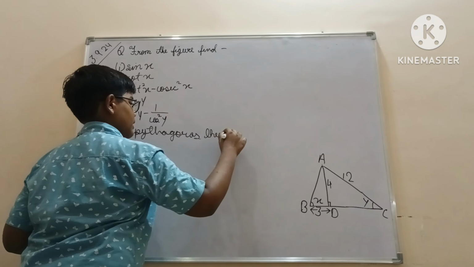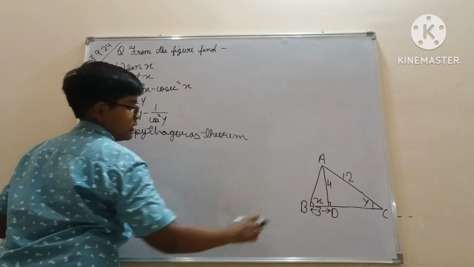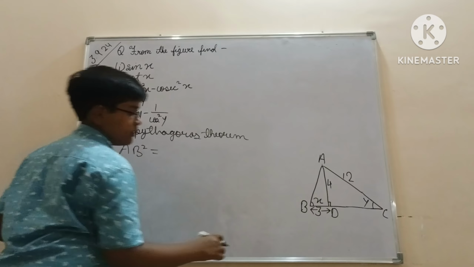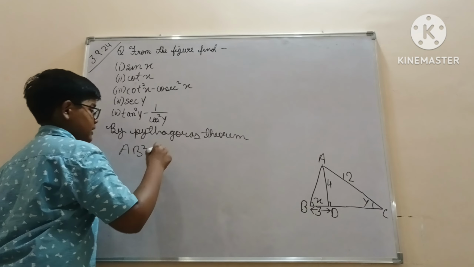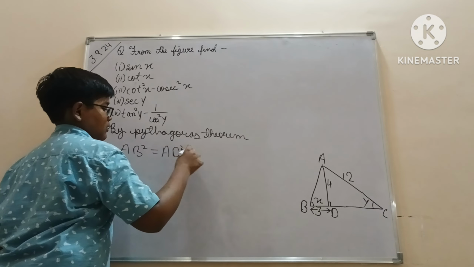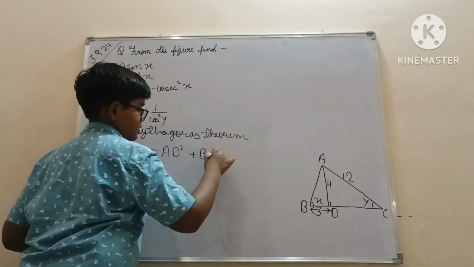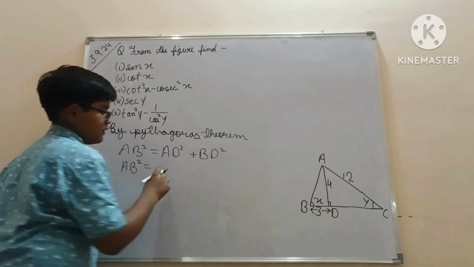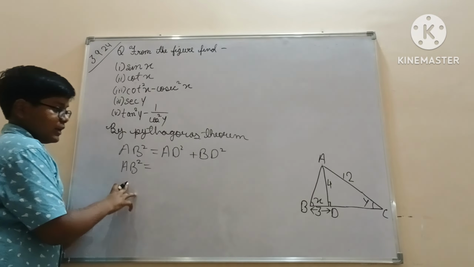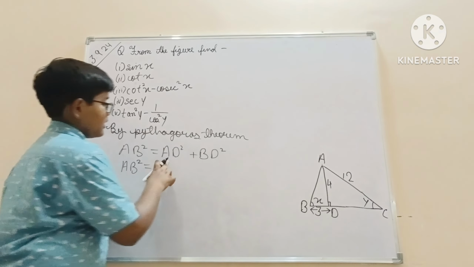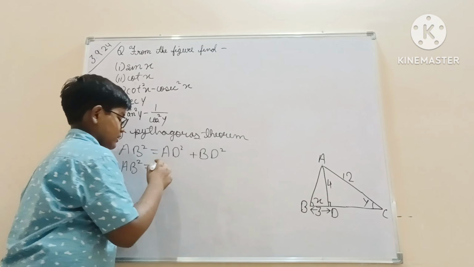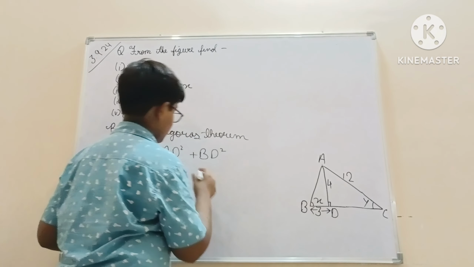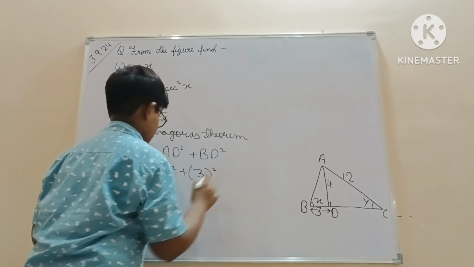By Pythagoras theorem, AB is the hypotenuse, so it will be squared, AB square, and these both values will be squared. AB square is equal to AD square plus BD square. So AB square has no value, so it will be written as AB square. AD has the value 4, so it will be whole squared, plus BD has the value 3, it will also be whole squared.